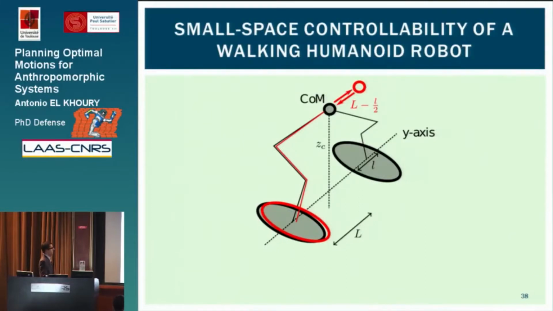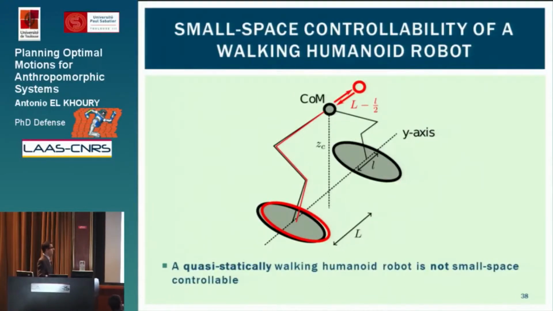And the problem is that however small this variation is, we cannot bound the center of mass motion in an arbitrarily small neighborhood. So this proves that a quasi-statically walking humanoid robot is not small space controllable.